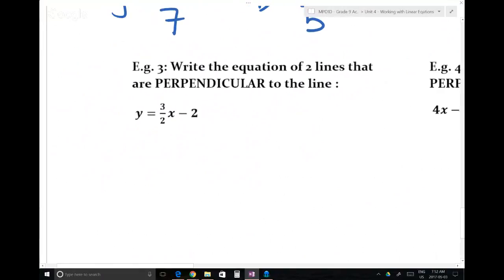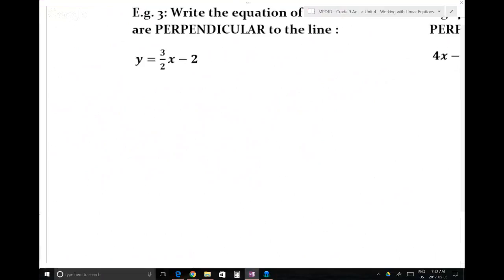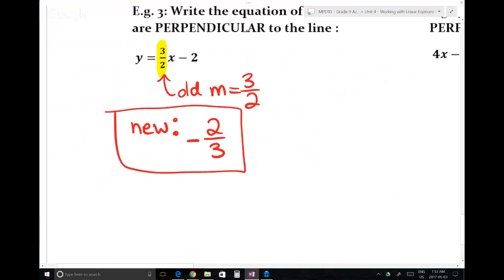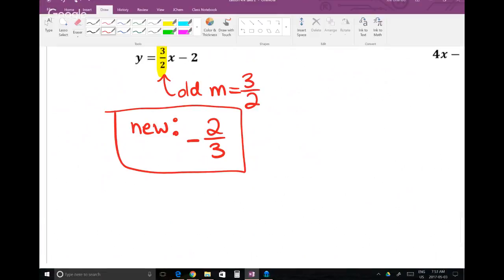And you can go ahead and do that. Pause the video. And we're back. The trick to this one, of course, is that the original slope, if the old slope is 3 over 2, the slope of our new lines is going to be the negative reciprocal of that. That's how you make perpendicular lines. So we have to flip the fraction, which would make it 2 over 3. And we have to flip the sign, so it's going to be negative. And that's our new slope. And any lines with those slopes will work.